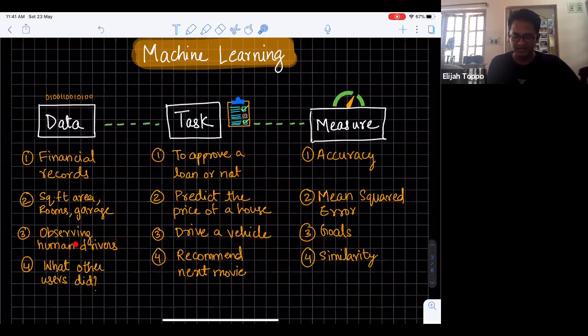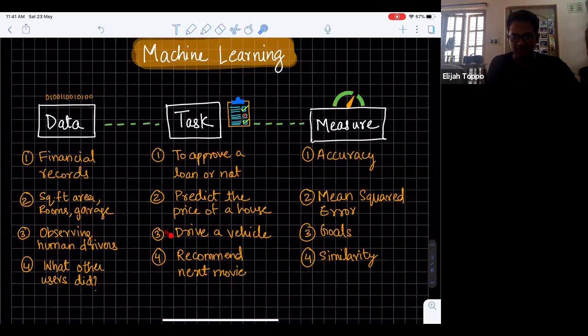In this third example, we are trying to train a vehicle to drive. How do I train a vehicle to drive? For this, the data would be to observe human drivers. If my algorithm is continuously observing what a human driver does: where does he change the accelerator? Given the present road scenarios, do I change the gear or not? Do I change my steering? Increase the speed, brake, and so on. So this would be the data.